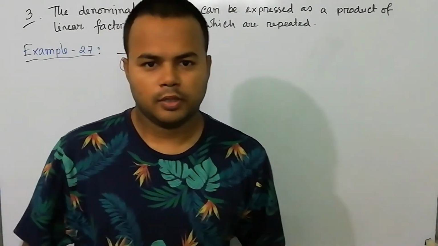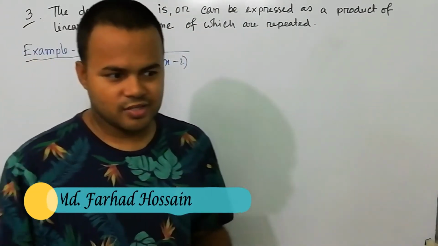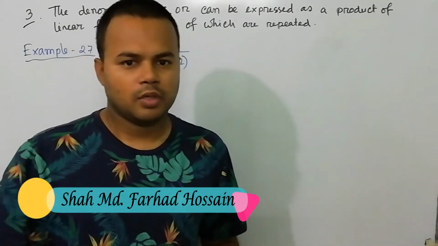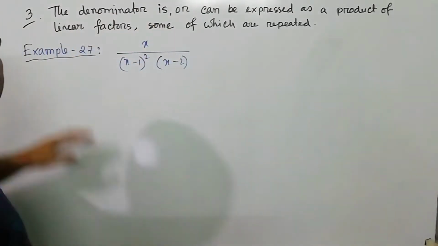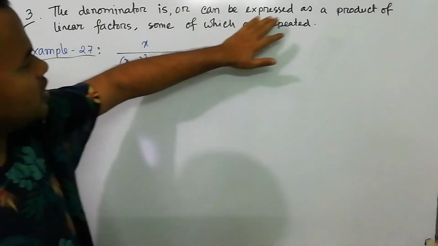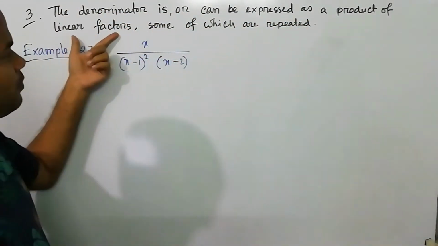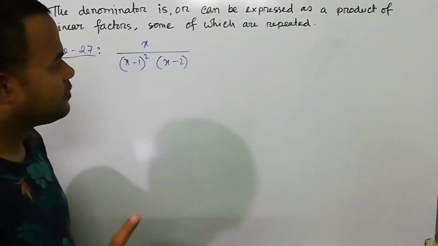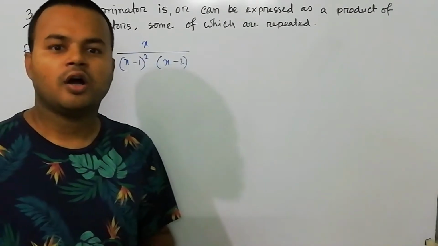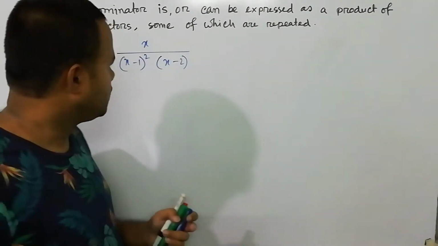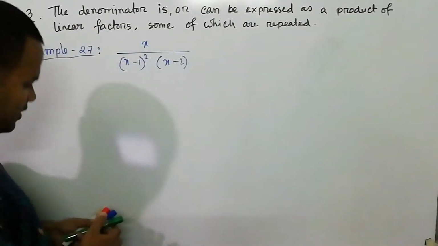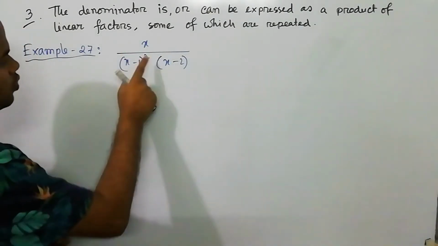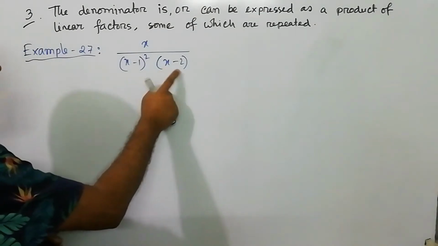Hello, welcome all. Today I will discuss type 3 of partial fractions. In type 3, the denominator can be expressed as a product of linear factors, some of which are repeated. Look at this example: x by (x minus 1) whole square into (x minus 2).